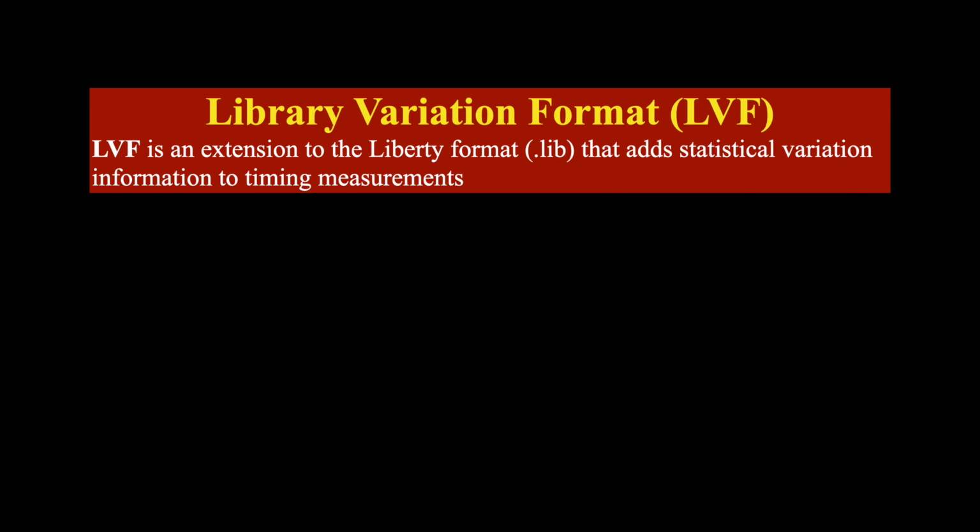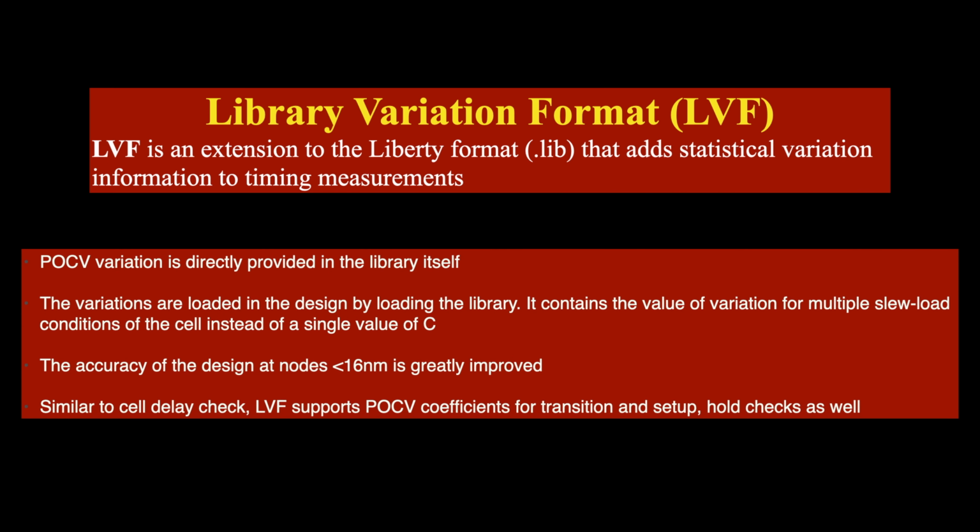Okay, moving on, the second method to provide the delay variation information to the tool is using LVF, which is the short form of Library Variation Format. LVF is an extension to the library format, which is .lib, that adds statistical variation information to timing measurements. POCV variation is directly provided in the library itself in this method. The variations are loaded in the design by loading the library.